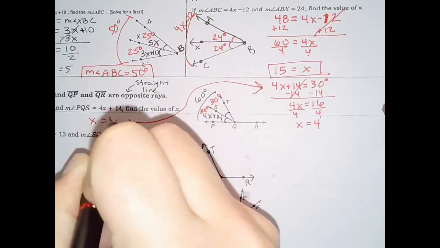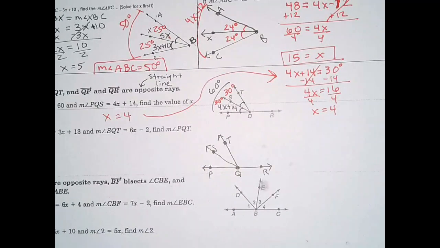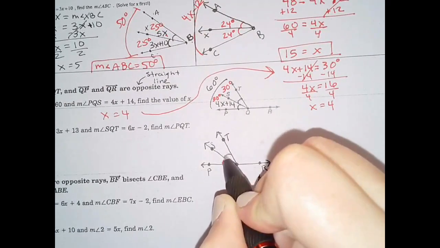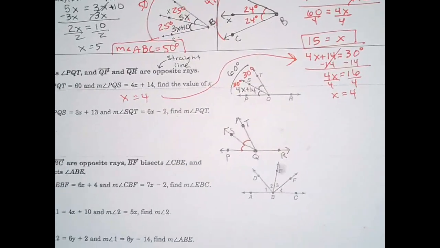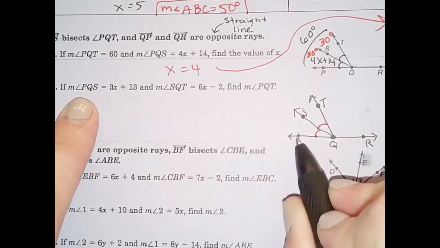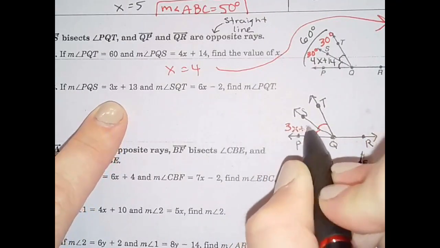Number 2, same image, which really we need to mark here. These 2 pieces are congruent. That's what's important about it. That's what the whole sentence above said. If PQS is 3x plus 13 and SQT is 6x minus 2, find PQT.